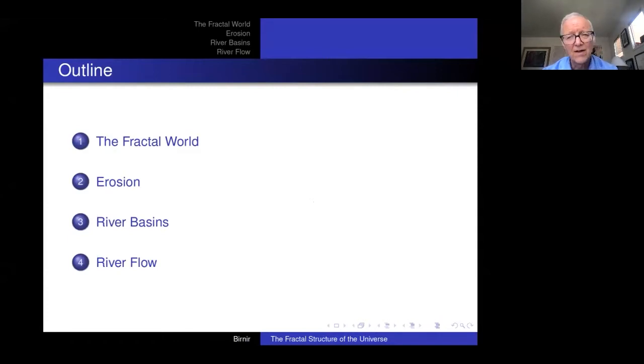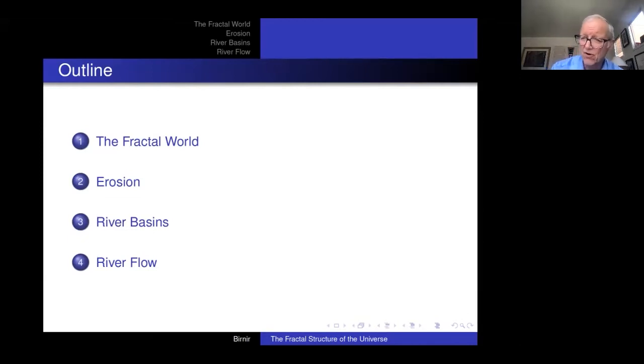And that fractal consists of river basins. We all live in a river basin. I happen to live in the Devereux River Basin, and you should figure out for yourself which river basin you belong to. And the shape of the basins is originally and ultimately shaped by the river flow, and we'll explain how that comes about.